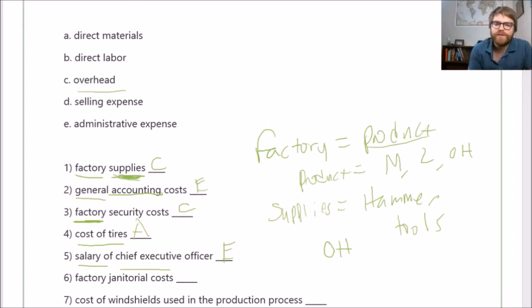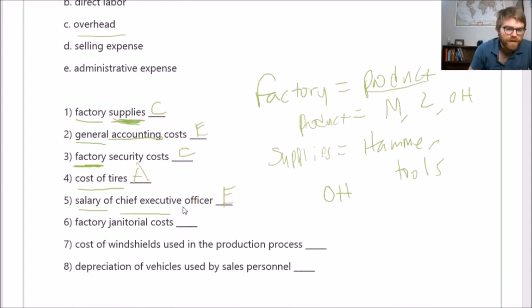So that's kind of the question you ask yourself. Are any of these costs needed for the factory? If you say yes, it's materials, labor, overhead. If you think, okay, that cost is not part of the factory, all right, it's got to be either a selling or administrative cost. That's how it goes. All right, factory janitorial costs. Well, I see the word factory, so it's either materials, labor, or overhead, and it's a janitor. He's there to clean the factory, but he's not making that product, right? So he'd be considered overhead, which is C.